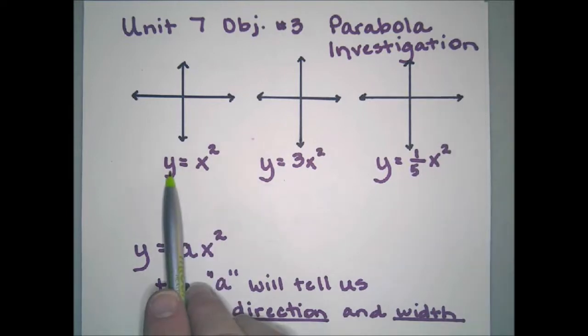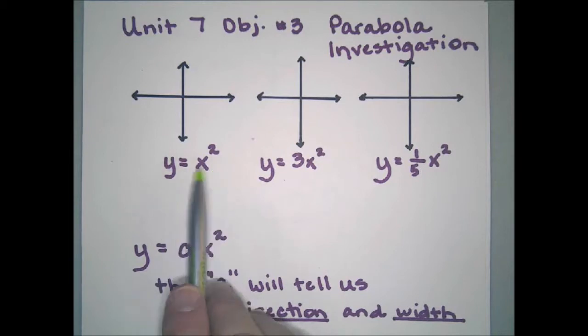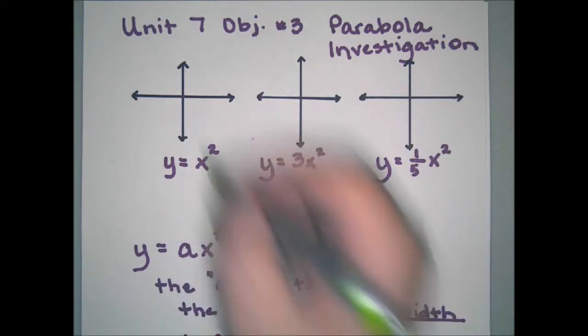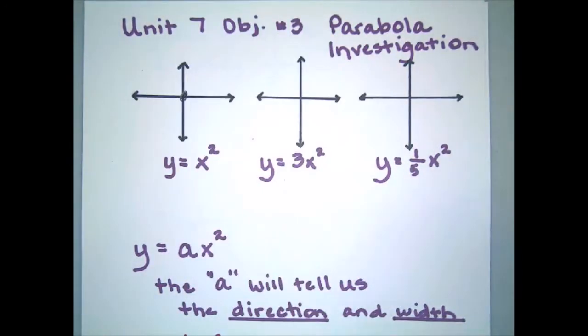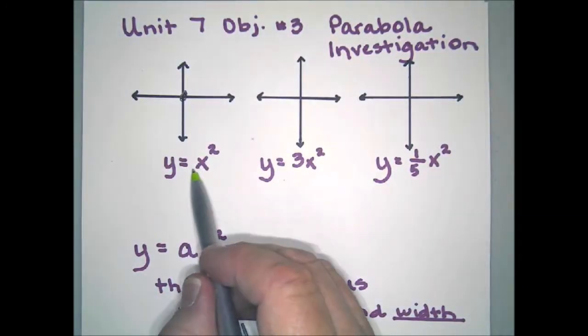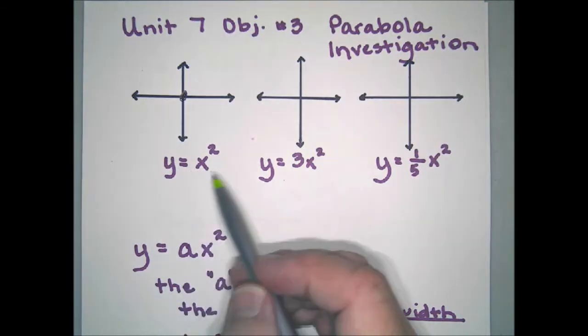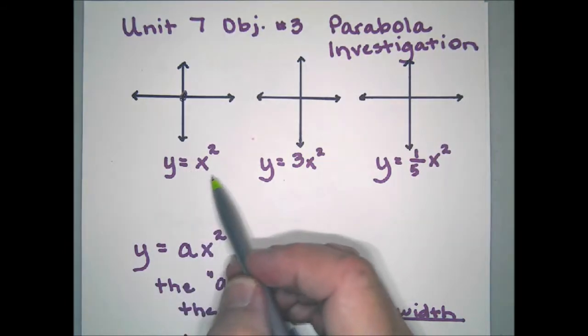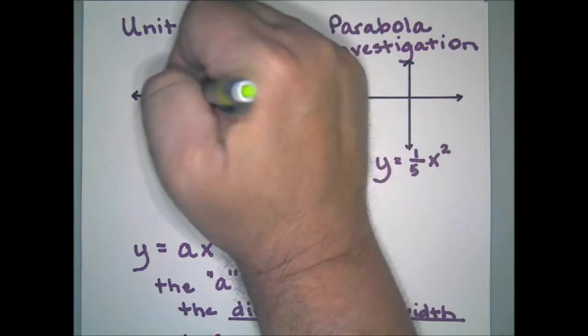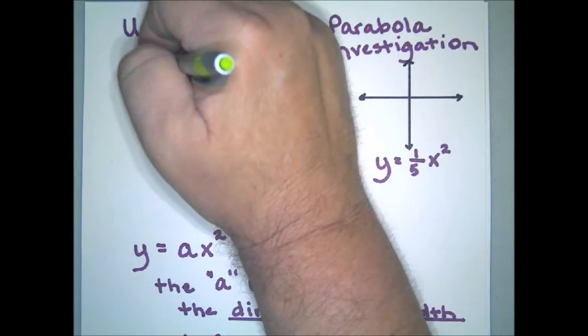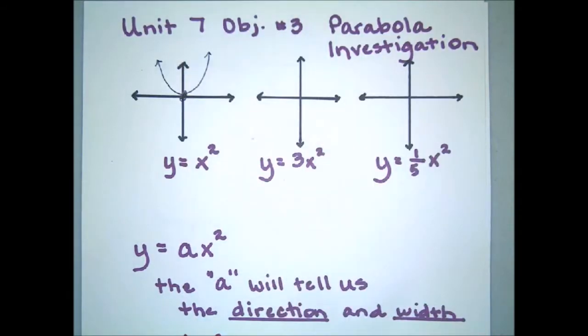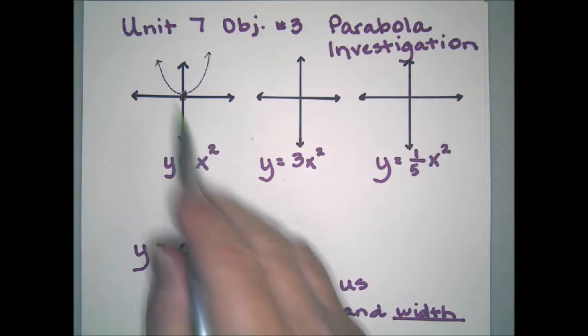The parent function, y equals x squared, considering there's a leading coefficient of 1 right there, means the vertex is at 0, 0. And because that leading coefficient is 1, it's what I call a normal width parabola. Relatively speaking, it's normal. It isn't wide, it isn't skinny. It's just a normal width parabola. And because it's positive, it goes up.